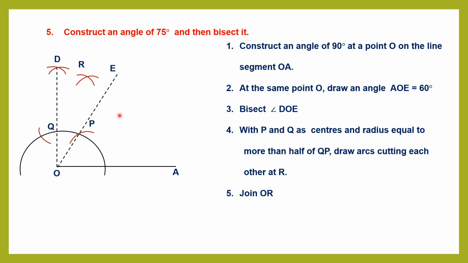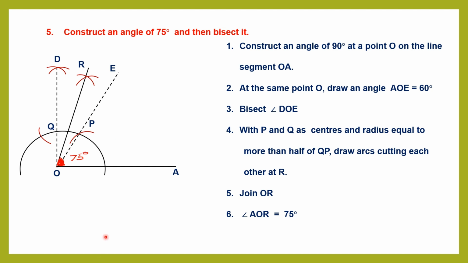Now all we have to do is join OR. So let's join OR. That means angle AOR is now 75 degrees. This whole portion is now 75 degrees. How did it become 75 degrees? After we bisected, we got 15 here, and this whole side is 60 degrees. So 60 plus 15 together will give us 75. So this whole thing is 75 degrees.